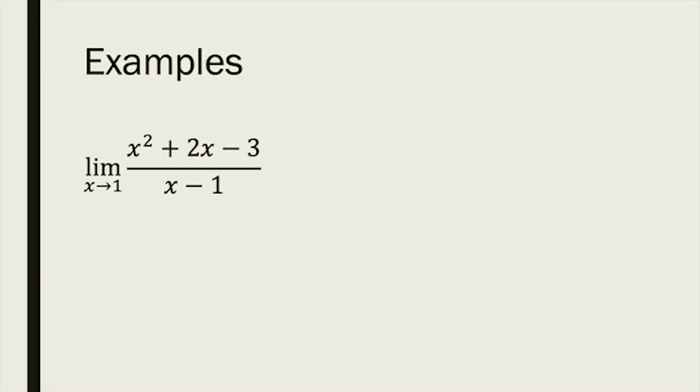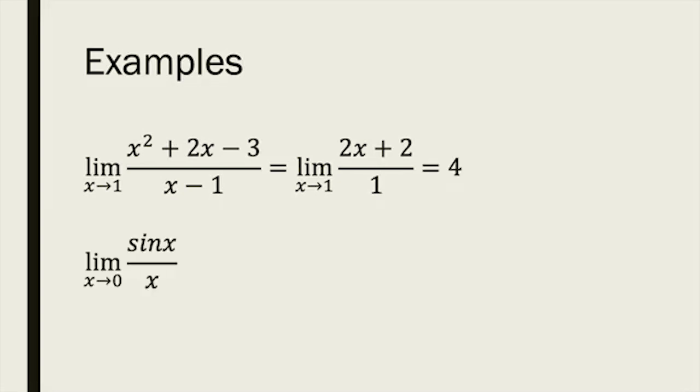So what we can do is take the derivative of just the top on its own and put it in the numerator, and then over the derivative of the bottom on its own. So we'll end up with the derivative of the top is 2x plus 2, and then the derivative of the bottom will just be 1. And then we can evaluate this limit from there. So we plug in the 1 and we get 2 plus 2 is 4, so it's 4 over 1, which is just 4.